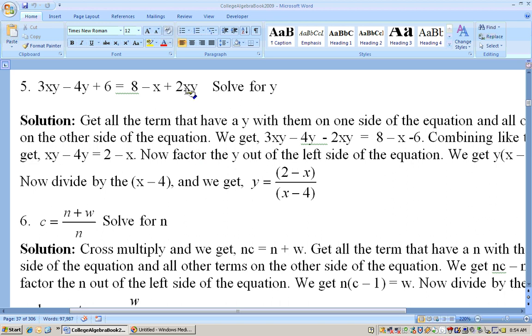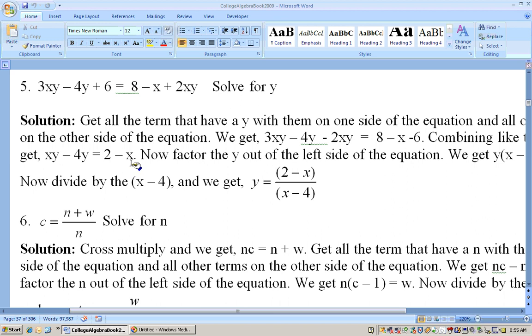If I do that, I'll get all my y's over to the left because most of them are all over there already. So I get 3xy minus 4y. I need to take this 2xy to the left, so that'd be minus 2xy equals, on the right hand side I got 8 minus x, and then I have to take this 6 over to the right, which will give me a minus 6. Now combine like terms, 3xy minus 2xy is just 1xy, minus 4y equals, on this side 8 minus 6 is 2 minus x.